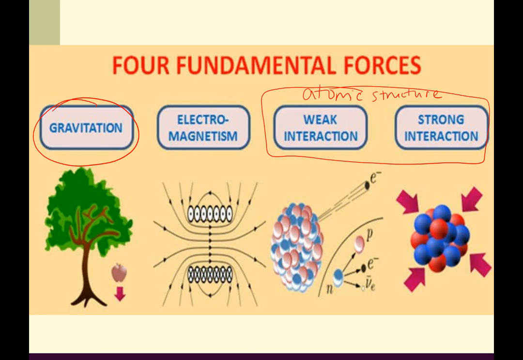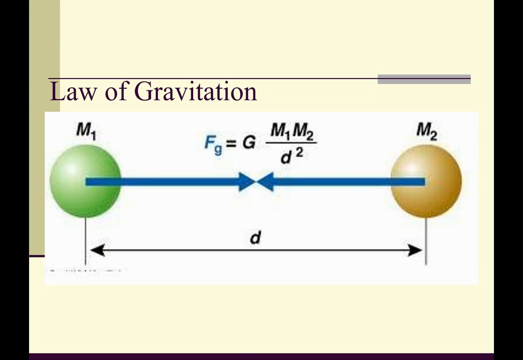Then we have your gravitational force and your electromagnetic force. We're not going to look at our electromagnetic force right now. We're just going to look at our gravitational force. Now, the law of gravitation states that there is this G value, a constant value that scientists have learned and measured, times the mass of object 1 times the mass of object 2 divided by the distance between the centers of their masses squared. That equals the gravitational force.